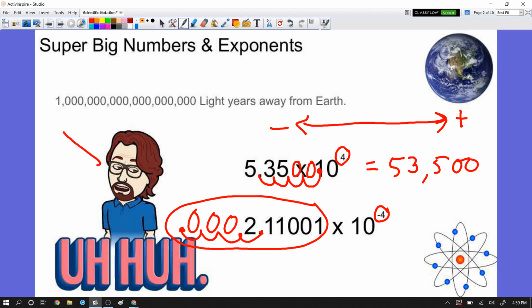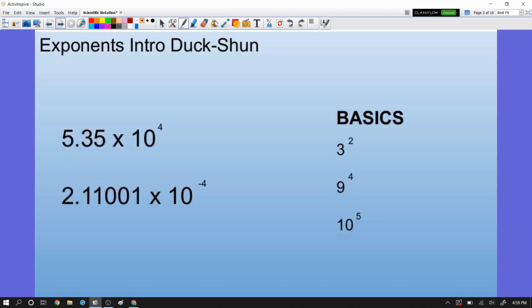And you're sitting there looking at this, and that's me going, uh-huh, right. What are you talking about? And I'm going like, dude, we got this on lockdown. So exponents introduction. You like how I spelled that? I know you do.